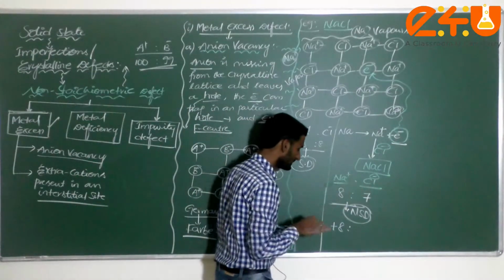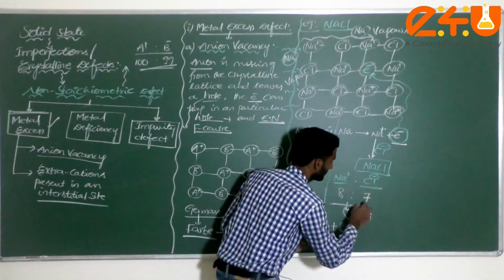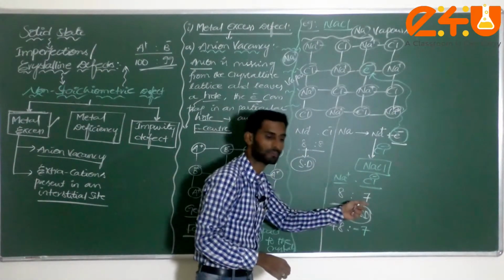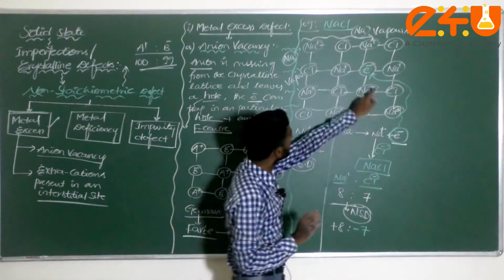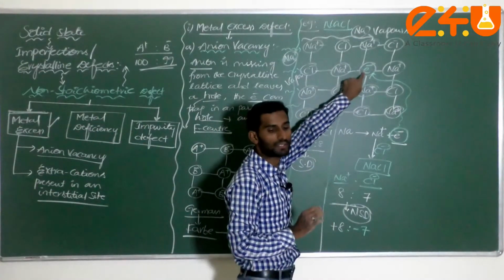Come here. How many Cl minus, dear student? 7. Then what is the charge? That is minus 7. Correct or not? Minus 1 into 7, minus 7. Sir, it does not come under electrical neutrality. Then in place of Cl minus, what comes and occupies here?